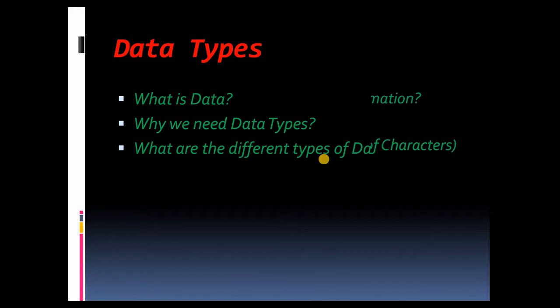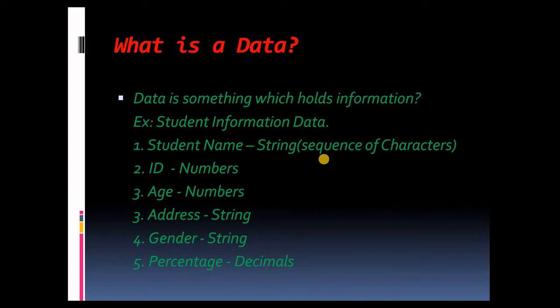What is data? Data is something which holds some information, right? So let's take an example. We can have student information data. A student can have a student name, ID, age, address, gender, and percentage. Collectively we call it one student data, right? At the same time we can have any type of data, like employee information data or any other information data.